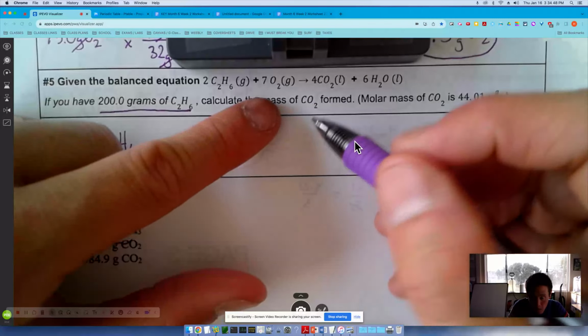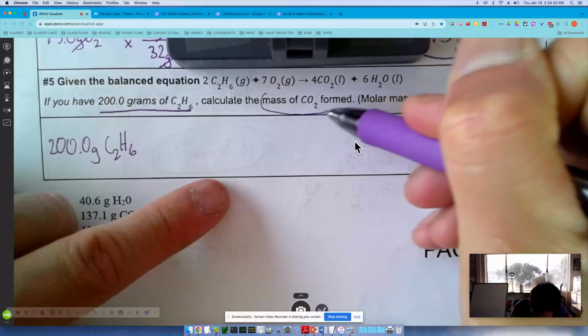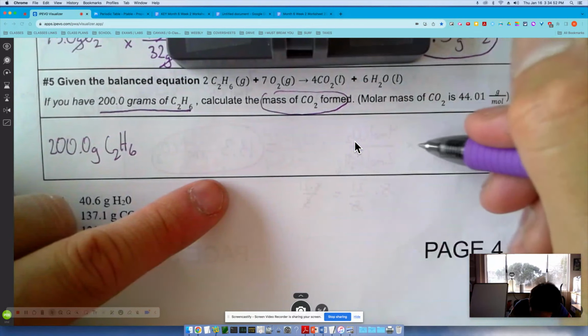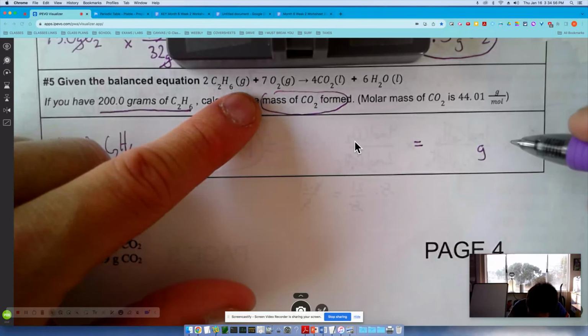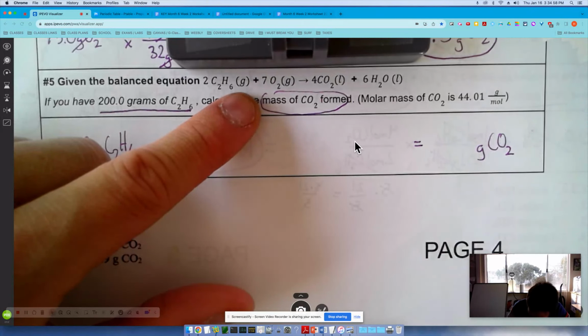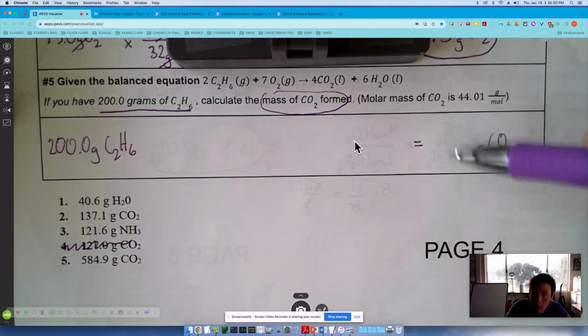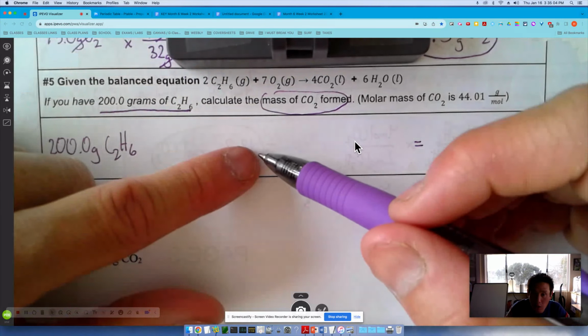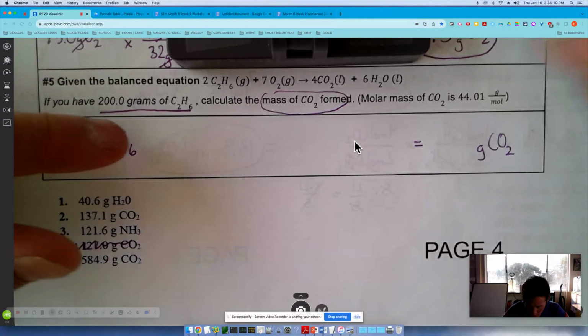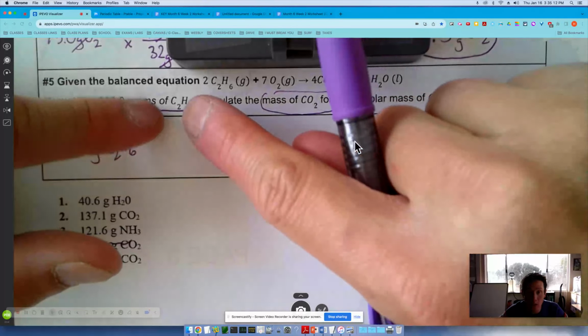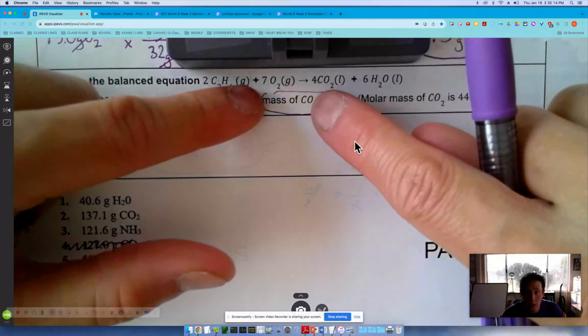Where I want to end up is the mass of CO2 that will form. So I'm going to write equals, and the unit of mass is grams of CO2. I left a blank space there for the numerical answer I will achieve, and a big blank space here for the calculations I'm going to do. The key is that I need to essentially go from C2H6 to CO2.